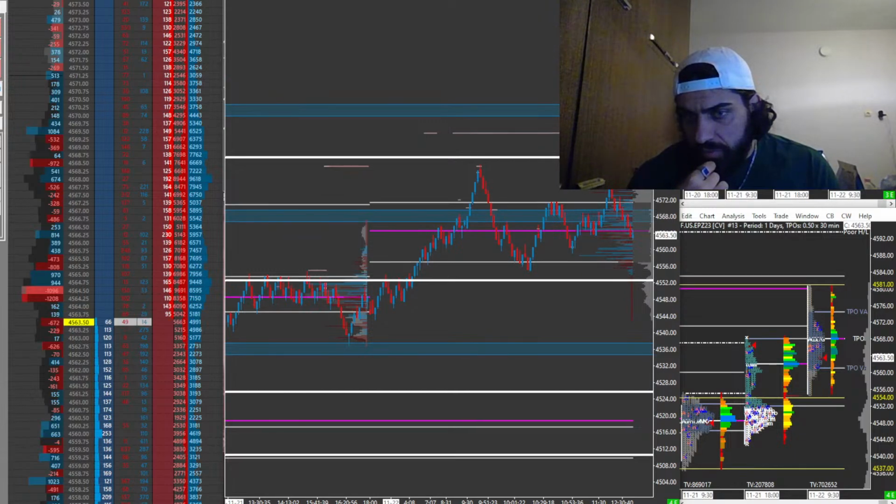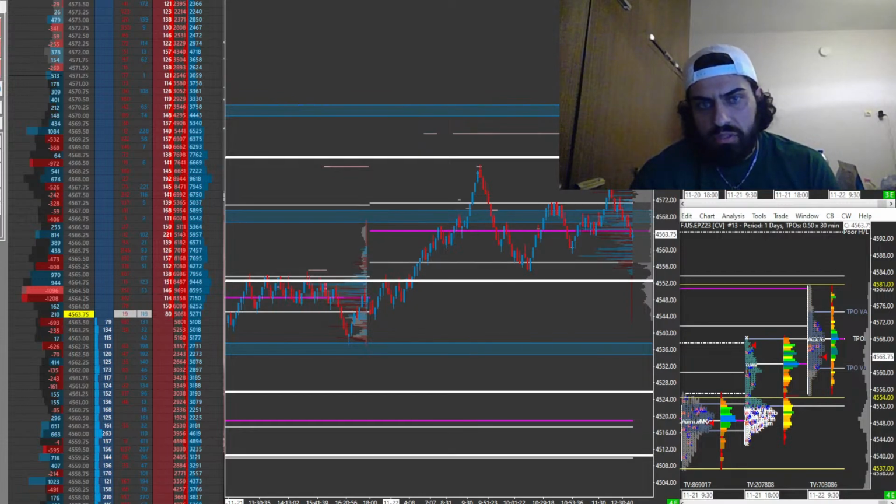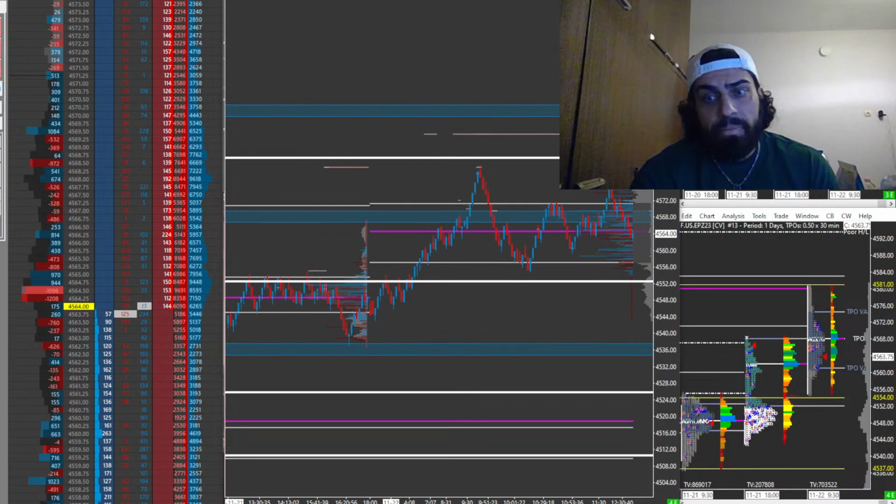Do you view DOM blocks as support, resistance, or magnets? Rasmus, if they're on the passive limit side, no. I don't view them as anything, unless they're very, very close.